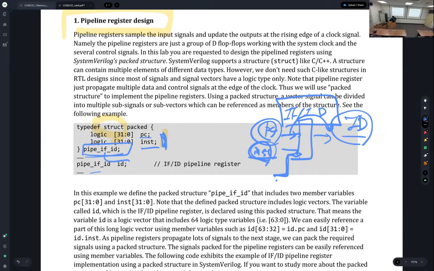Okay. I will show you some snippets of code. Wait a second.